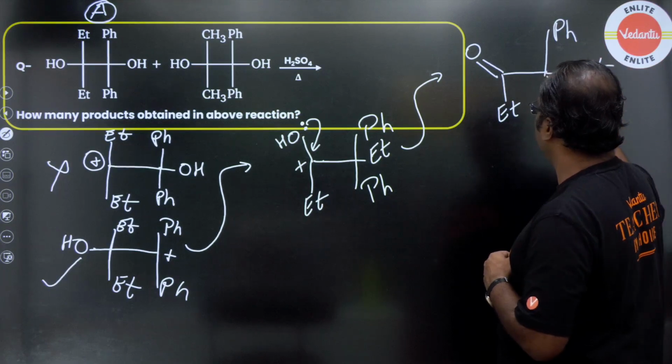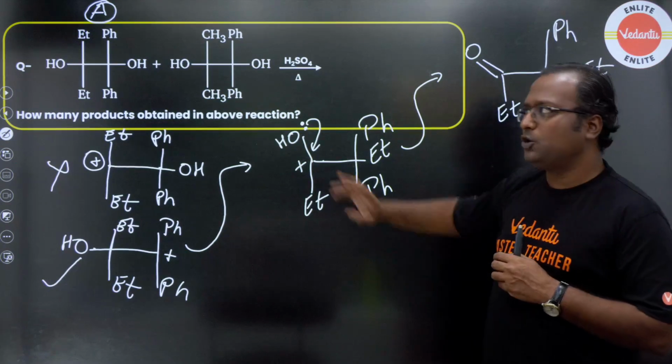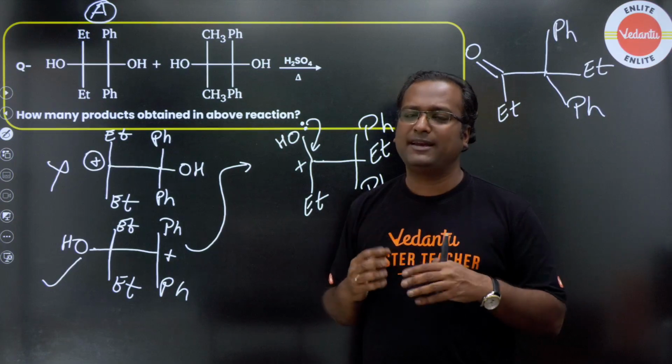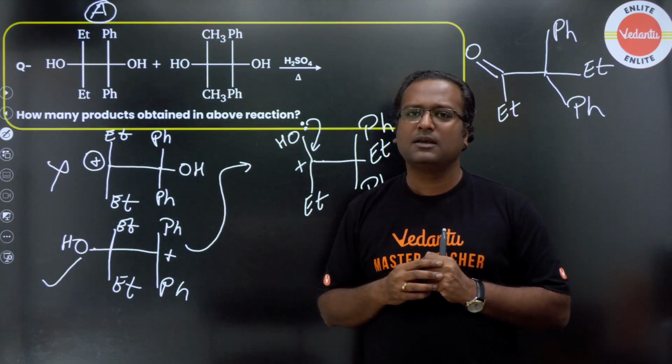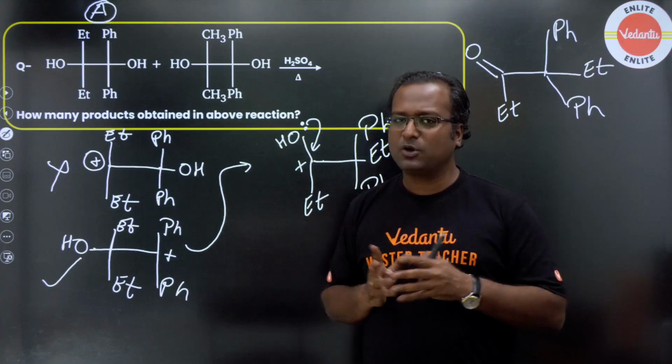So this is your final product for the compound A. I repeat, we are given two compounds. We have to do pinacol-pinacolone type rearrangement. We have to make carbocation and then rearrange in these cases. We approach one compound at a time. We don't take both of them together.